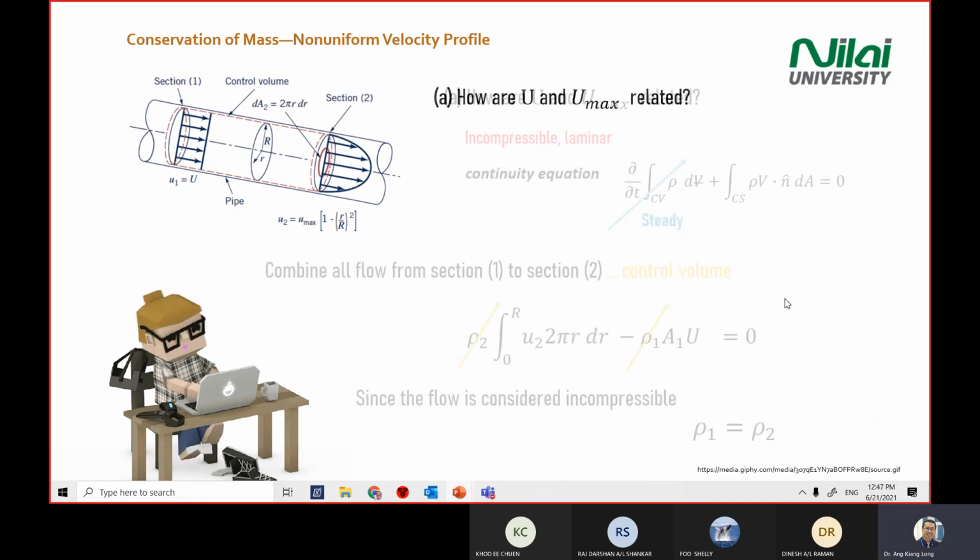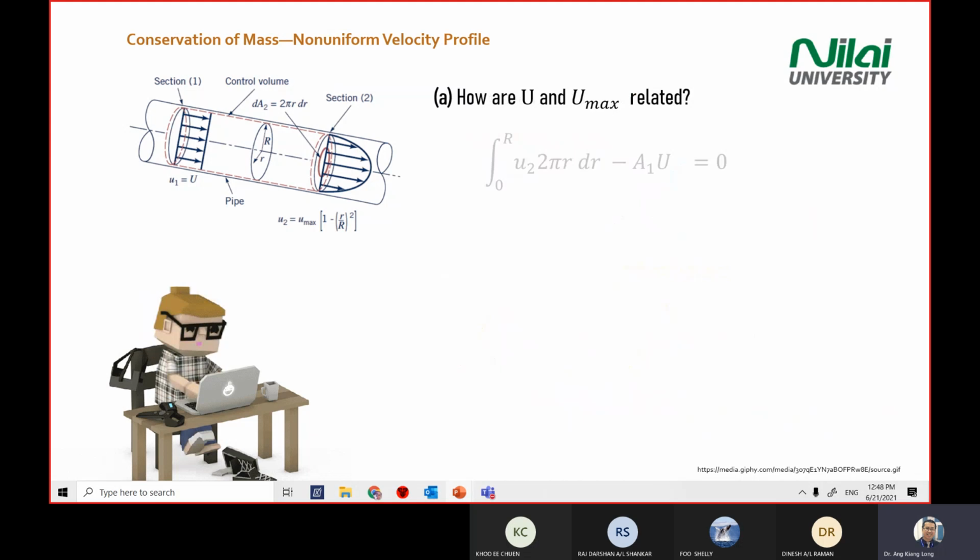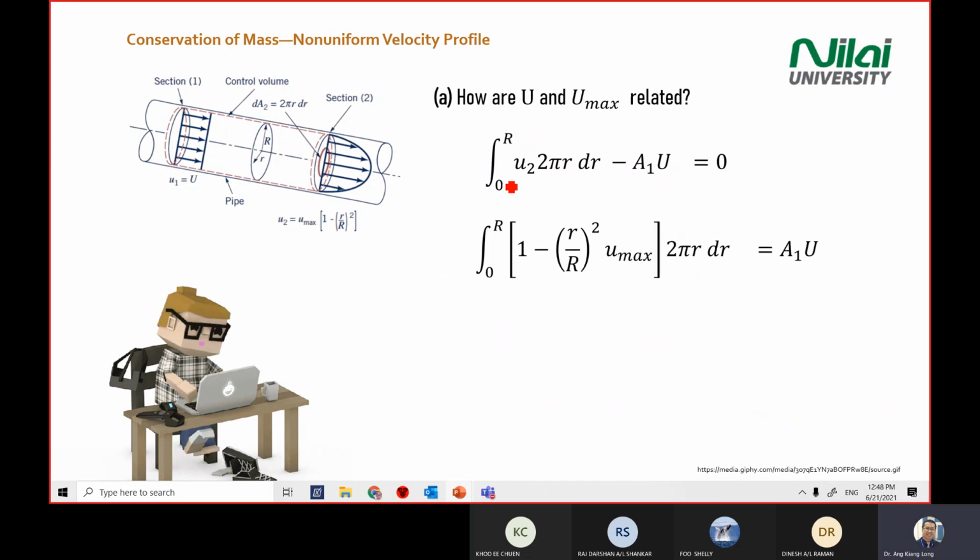Then your answer will only have the integration from 0 to R of U2 2 pi r dr minus A1 U1 equals 0. So you can continue to derive the mathematical model. Then next, you just apply what is given in the question. You have U2 equal to U max times bracket 1 minus r divided by R, squared. You just substitute this one.